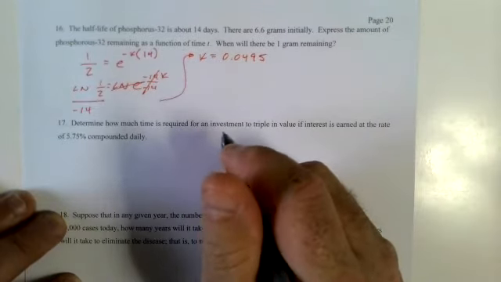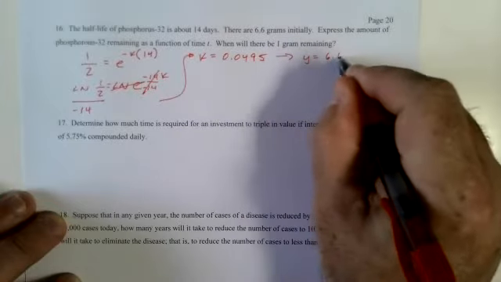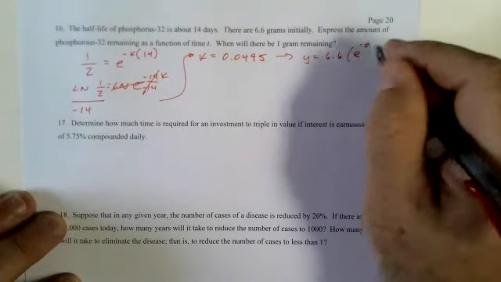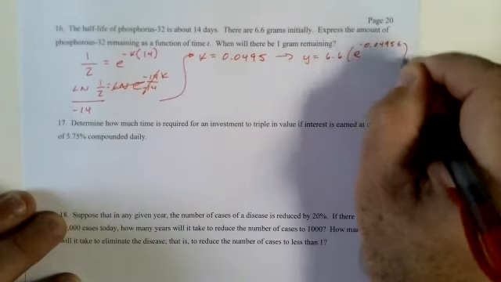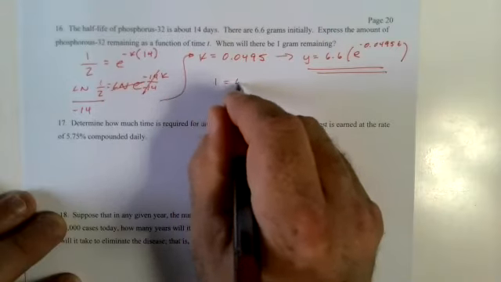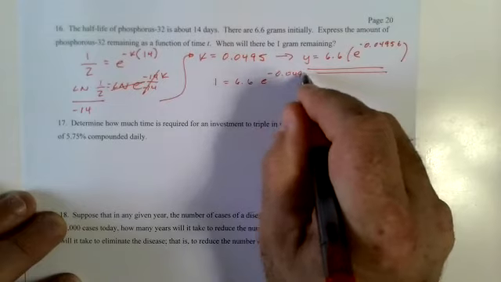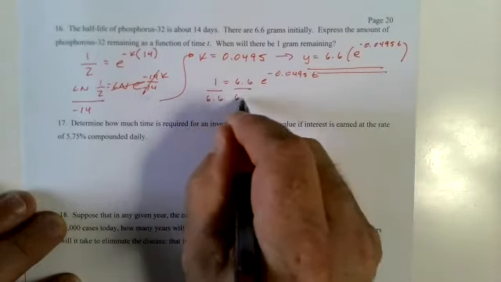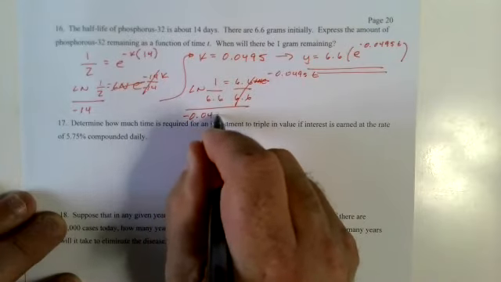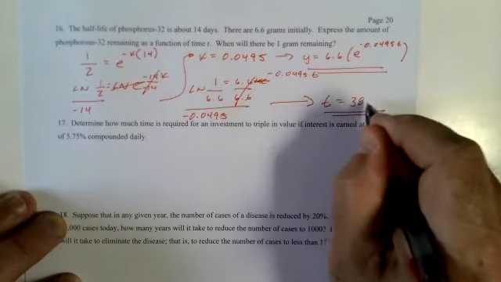And now we express it as a function. So y equals the original amount. Oh, they gave me the original amount, 6.6 e to the 0.0495 t. So when will there be 1 gram remaining? 1 equals 6.6 e to the negative 0.0495 t. Divide by 6.6, ln, divided by negative 0.0495, t equals 38.1 days. Again, should have 3 decimal places.